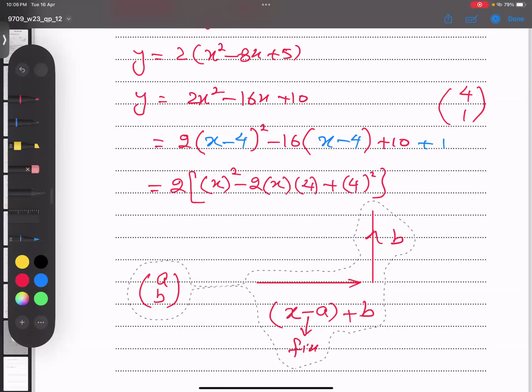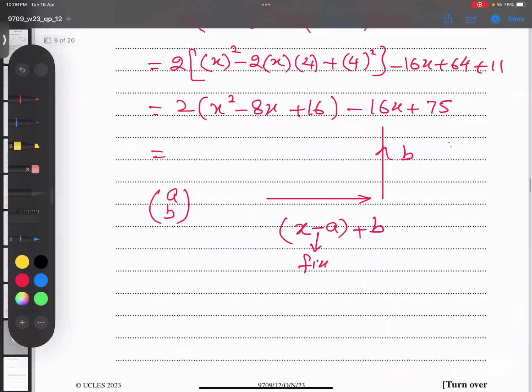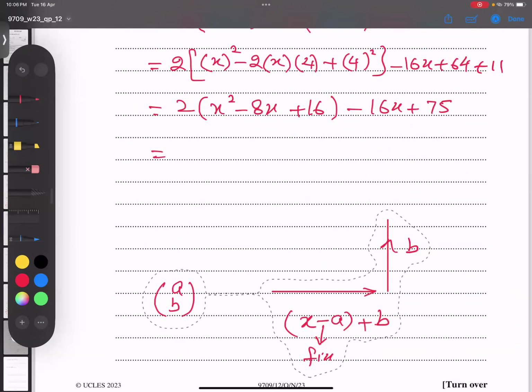And wait a minute. Okay. And this is multiplying inside. I got negative 16x and plus 64 plus 11. And I multiply inside the bracket: x square plus 8x minus 8x plus 16. And I get here 64 plus 11 equal to 75. And now I multiply inside. And finally, wait a minute, this is disturbing. So let me drag back.